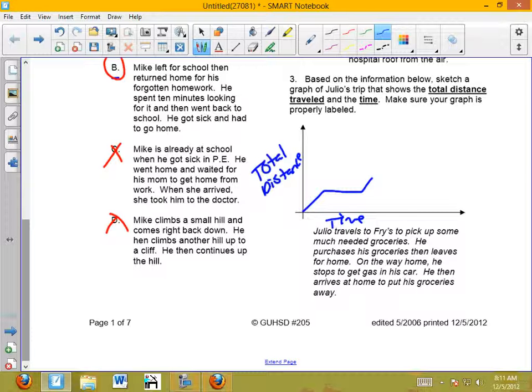On the way home, he stops to get gas in his car. He then arrives at home to put his groceries away. So here he is. He leaves the grocery store. He gets some gas. He goes home. And then he puts away his groceries.